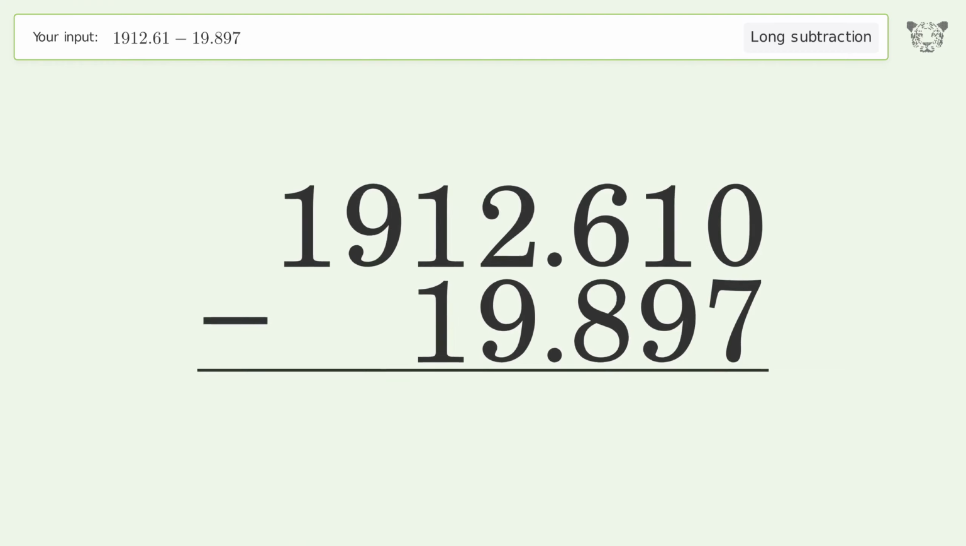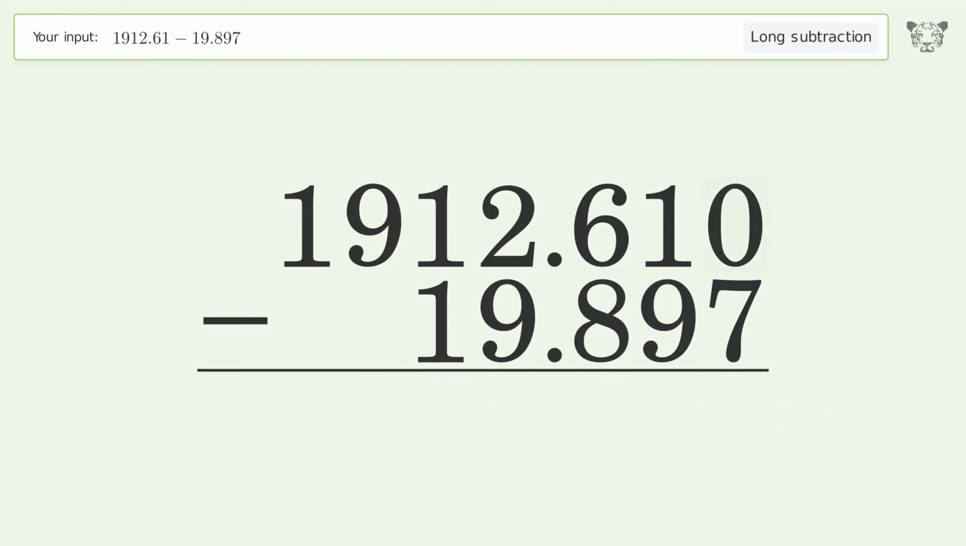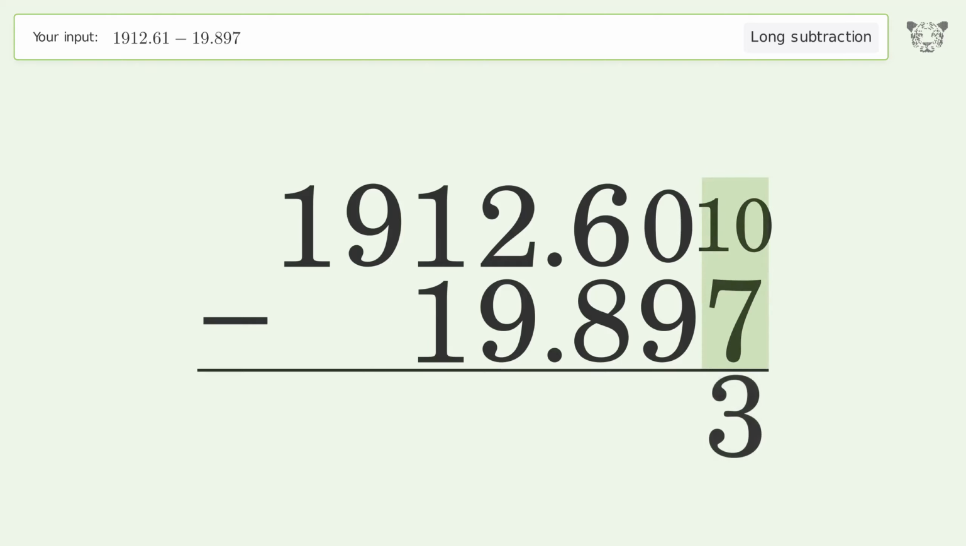Rewrite the numbers from top to bottom, aligned by their place values. Put zeros in the blank number places. Subtract the numbers using long subtraction method. Because the upper digit, 0, in the thousands column is too small to get a positive difference, borrow 1 from the digit, 1, in the next number place which becomes 0, and get 10. 10 minus 7 equals 3.